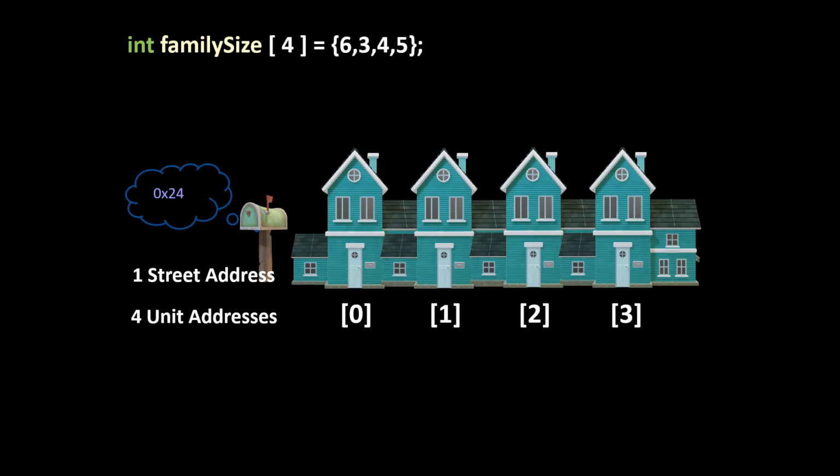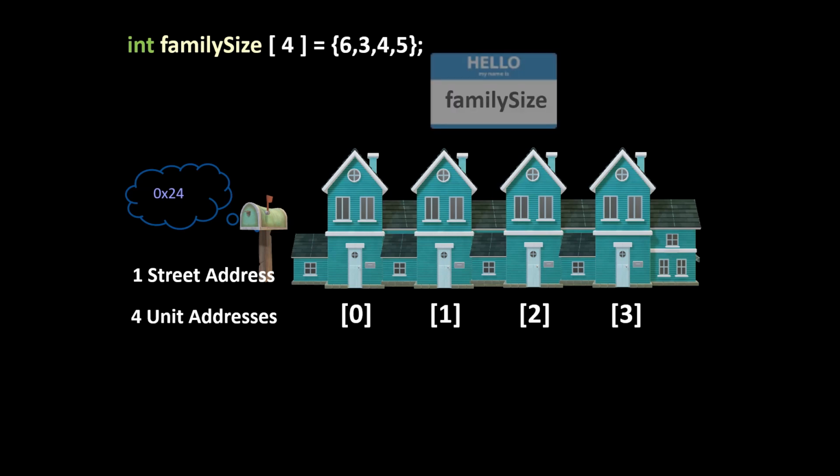If you look at this example, family size, I've got 4 elements. Even though the element starts with 0, there are clearly 4: 0, 1, 2, 3. And we can go ahead and actually populate each one and say that within each unit, or within each element, the first one has 6 family members, the third one 3, 4, and 5.